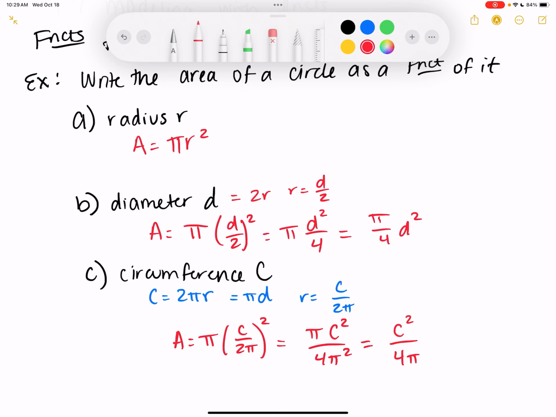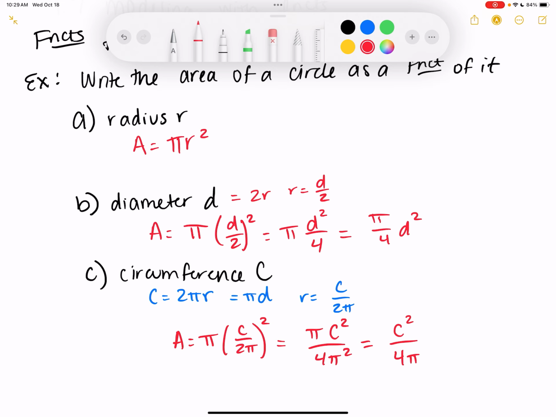So to an extent, this problem is showing you how you would set it up, because then they might say, as a follow-up, find the area when the circumference is 200 feet or something like that. And now you can find the area without having to do a whole bunch of conversions, which is what this allows us to do.